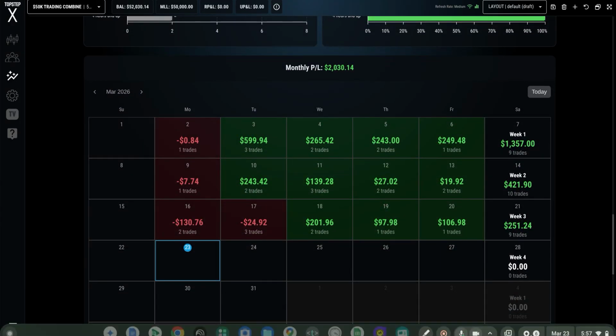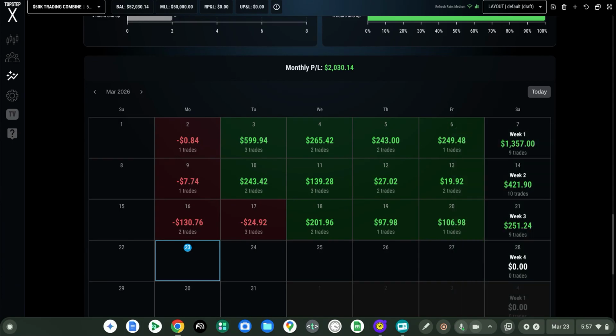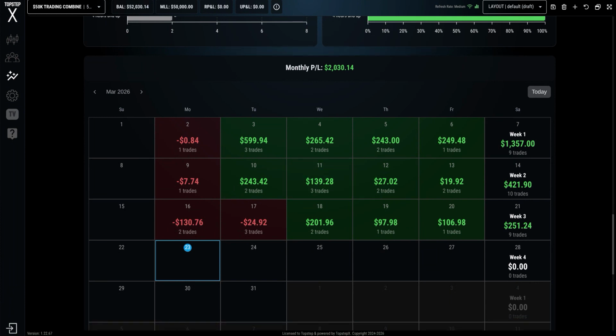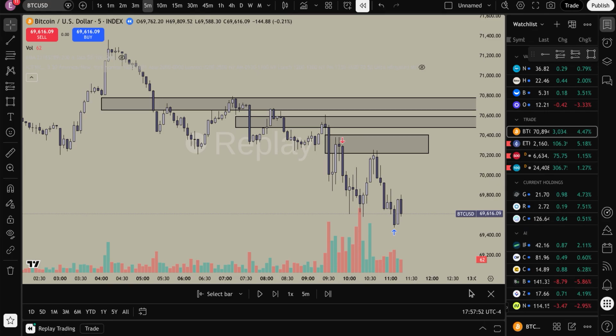It also sometimes works in Asia session, but I like to trade on the higher time frames because Asia session is a little bit more funky. But that's just everything to know about my entry model.